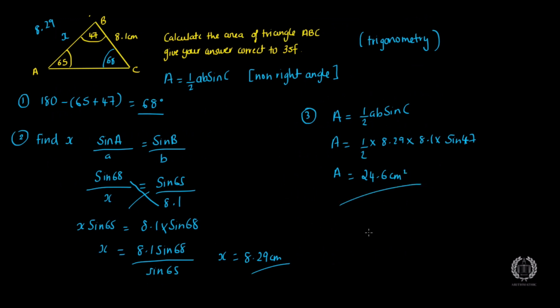Okay, so this is a 5-mark question, this exam question. So you need to first find the angle, and then once you find the angle, use the right trig rules. In this case, we're using sine, and then once you find the length, you can put it back into the formula for the area of a triangle to find it.